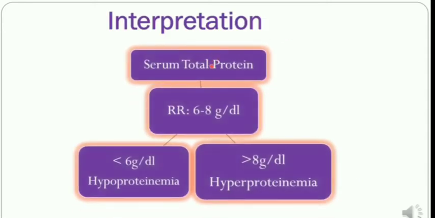Whenever serum total protein, whose reference range is 6 to 8 grams per deciliter, is less than 6 grams, it is hypoproteinemia, and if it is more than 8 grams per deciliter, it is hyperproteinemia. So the next point we will discuss are the causes of hypoproteinemia and hyperproteinemia.